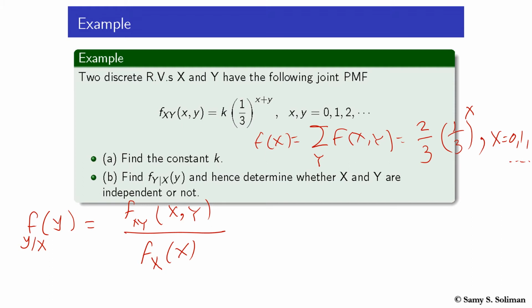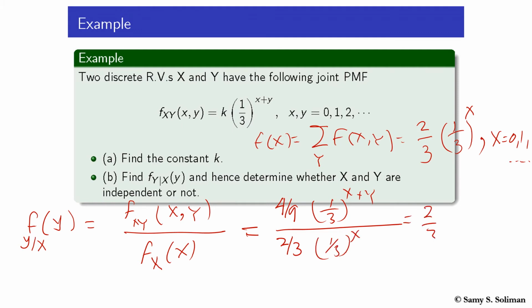So we have to specify the range of x by writing that x is equal to 0, 1, and so on. Simply making such a division, it's k, 4/9, times 1/3 power x plus y, divided by f of x that we just calculated, which is 2/3 times 1/3 power x. That leaves us with 2/3 times 1/3 power y. So this is the conditional probability of y. That's why it is a function only of y, given knowledge about x. Again, we have to specify the values of y: 0, 1, 2, and so on.